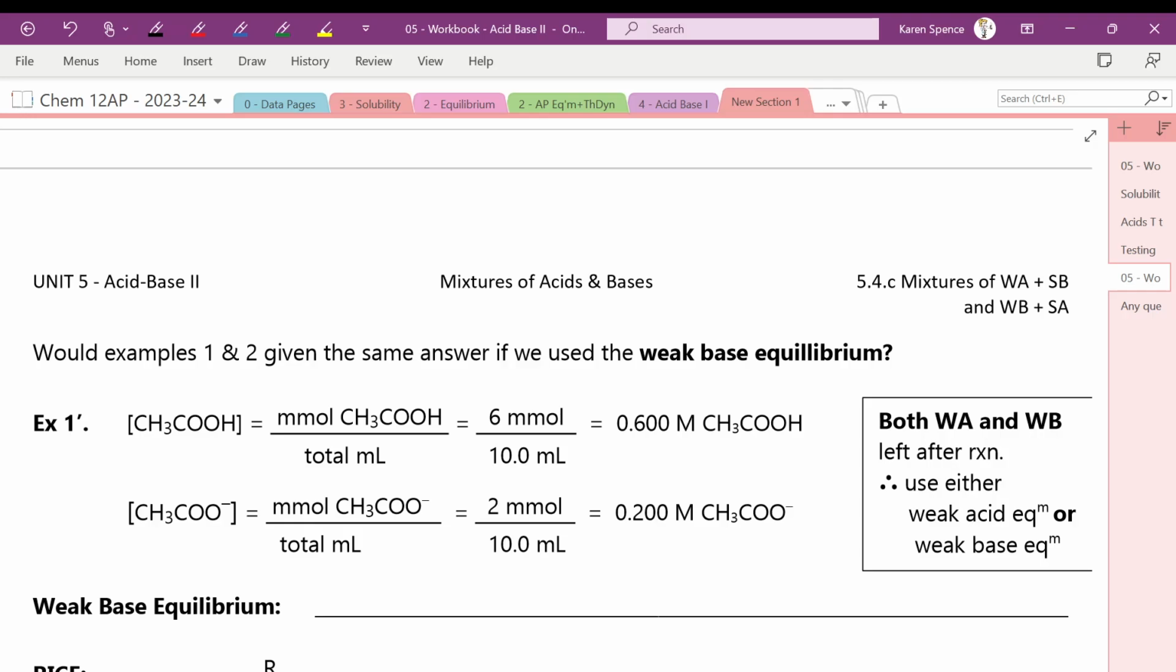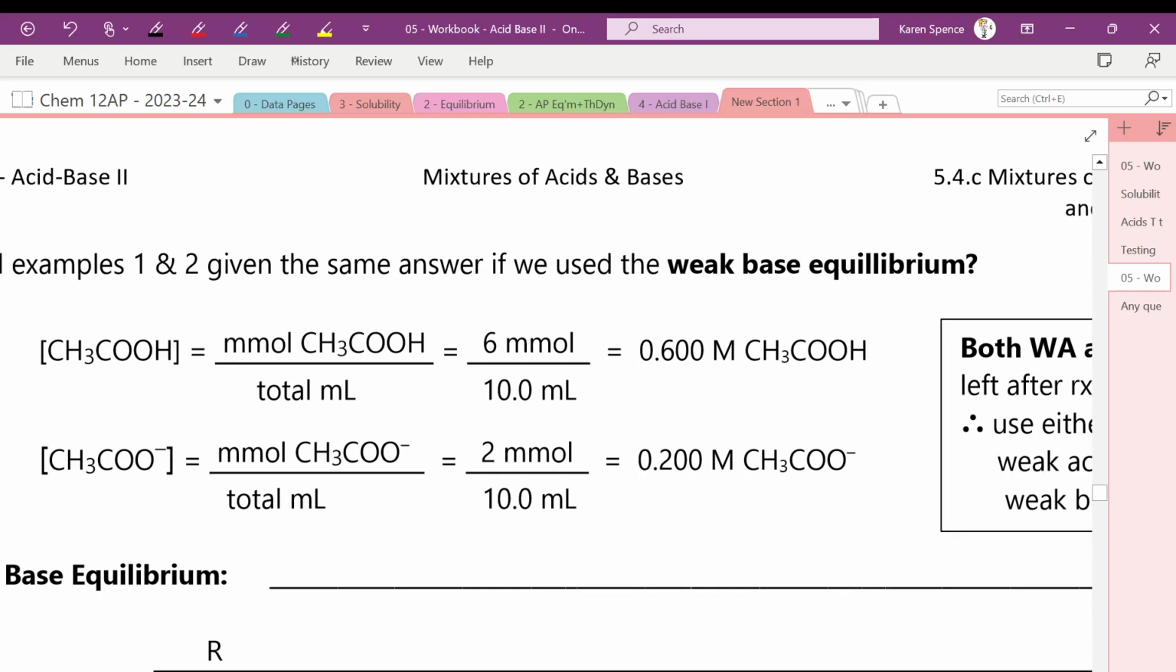So, for example 1, our concentration of the acid is 0.6 molar CH3COOH. Our concentration of the base is 0.2 molar CH3COO minus. We've already calculated that in example 1. Is that too big of a jump backwards, or can we live with that?